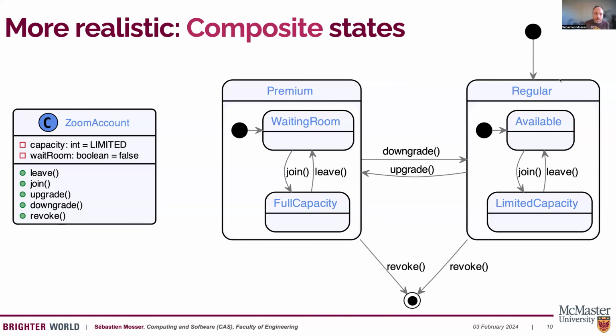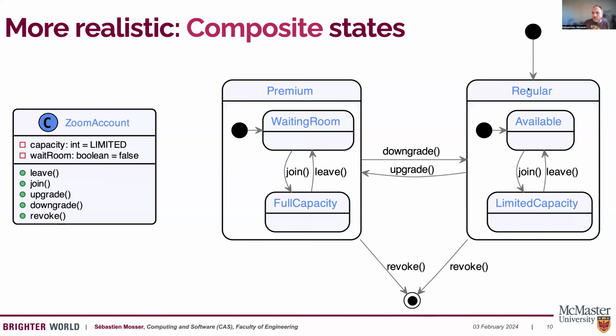So when I'm instantiating a Zoom account, the design decision is it's a regular one. And if I want to make it a premium one, I have to instantiate and upgrade. And that brings me a premium. And if I have a premium, I can downgrade, and that gives me a regular. In both cases, if I want to get rid of my Zoom account, I will revoke. And by revoking, I'm reaching the end state here.